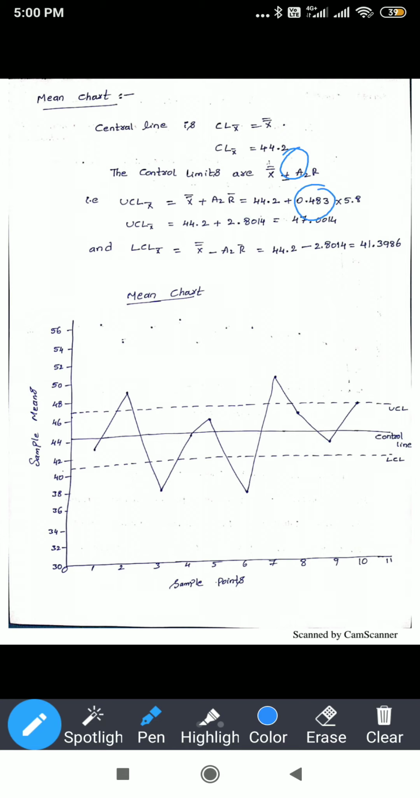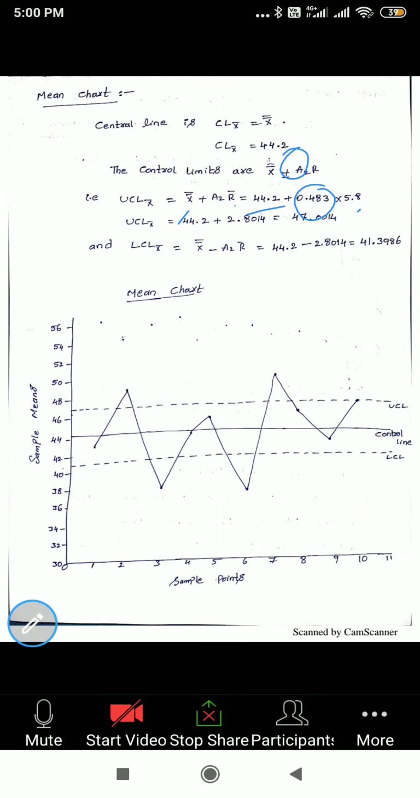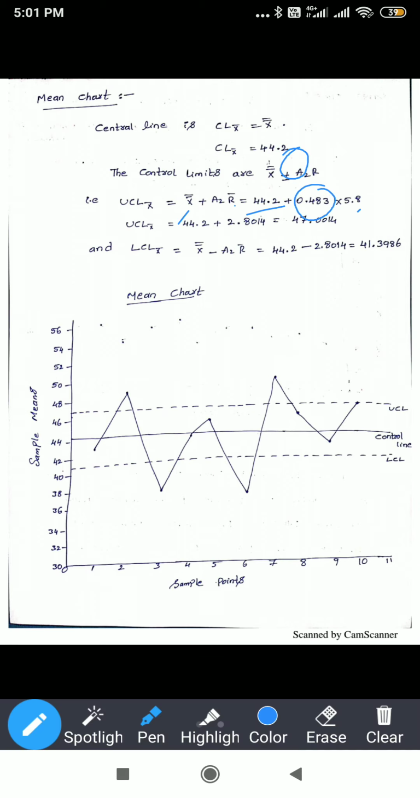So from the statistical tables, you got the A2 value 0.483, and already you computed X double bar and R bar. So X double bar is 44.2 and R bar is 5.8. Doing the simplification, you get upper control limit is 47.0014, and similarly computing the LCL.